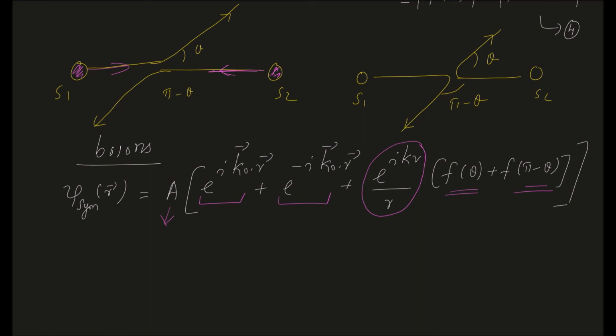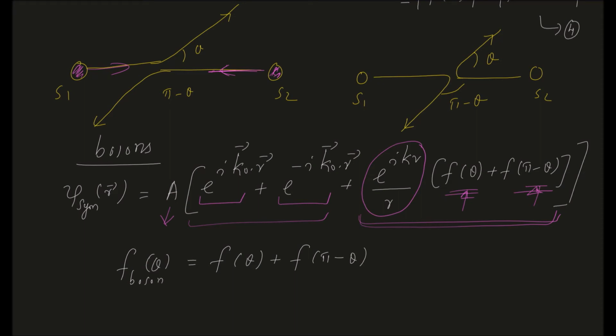So this is the general expression that we have seen in previous classes, that after scattering, the total wave function consists of the incident wave function and then the spherically outgoing wave function. The first two terms are the incident wave functions, and the last term is the spherically outgoing wave, in which one particle is scattered through the angle theta and the other one is scattered through the angle pi minus theta. Hence, the scattering amplitude of bosons can be written as f of theta for bosons equals f of theta plus f of pi minus theta. Let's say this is equation 5 and this is equation 6.